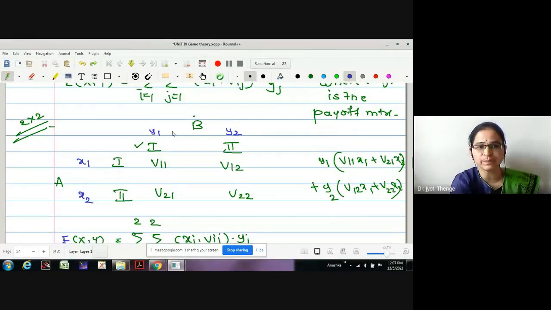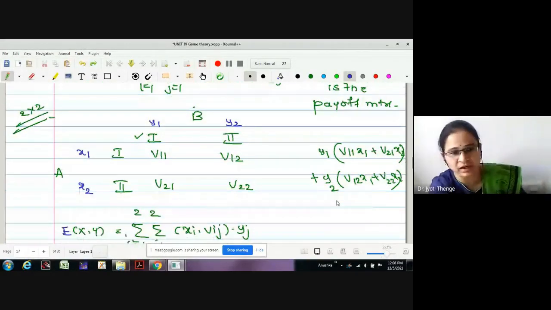Therefore, if B plays activity 1 only, what will be the expected gain to the player A? This is v11 x1 plus v21 x2. And if player B chooses to play the second activity, the minimum expected gain of player A will be v12 x1 plus v22 x2. Here I have written. And therefore the expected gain of the player A is obtained by multiplying both these minimum expected gains with the corresponding probability.